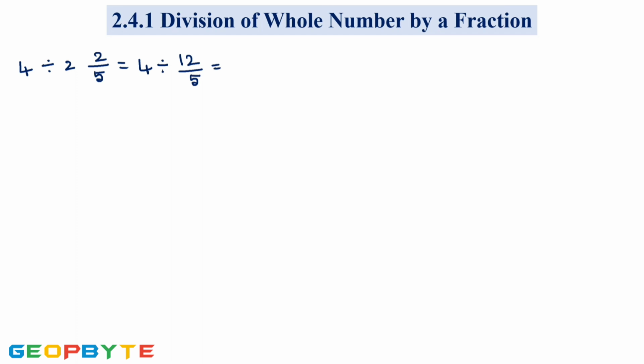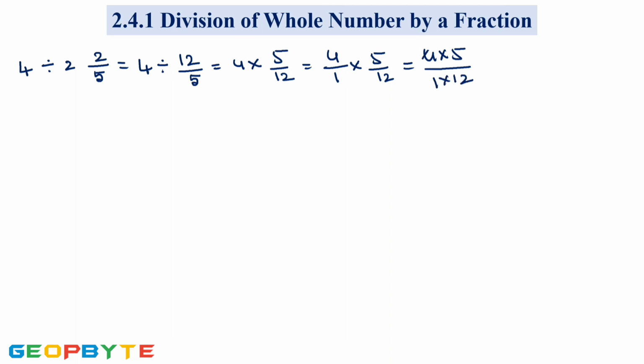which is equal to 4 into the reciprocal of 12 by 5. So the reciprocal of 12 by 5 is 5 by 12, which is equal to, in the denominator nothing is there, so 4 by 1 into 5 by 12, which is equal to the product of numerators, that is 4 into 5, by the product of denominators, that is 1 into 12.